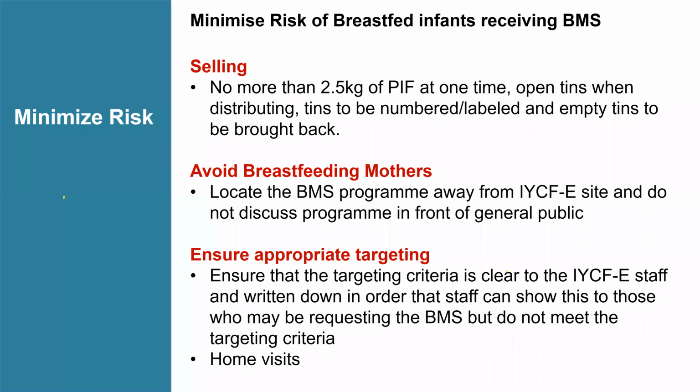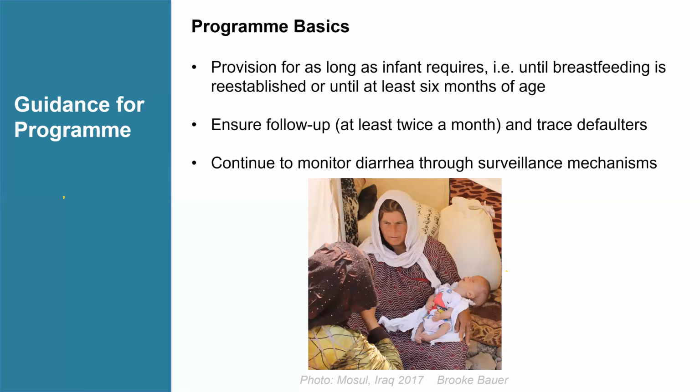We want to ensure appropriate targeting as well. So we want to make sure that the targeting criteria is clear to the staff. We need it written down so that staff can show this to people who may be requesting BMS but do not meet the targeting criteria. We also want to encourage home visits, get to know the families, and so on to make sure that we're targeting the appropriate population.